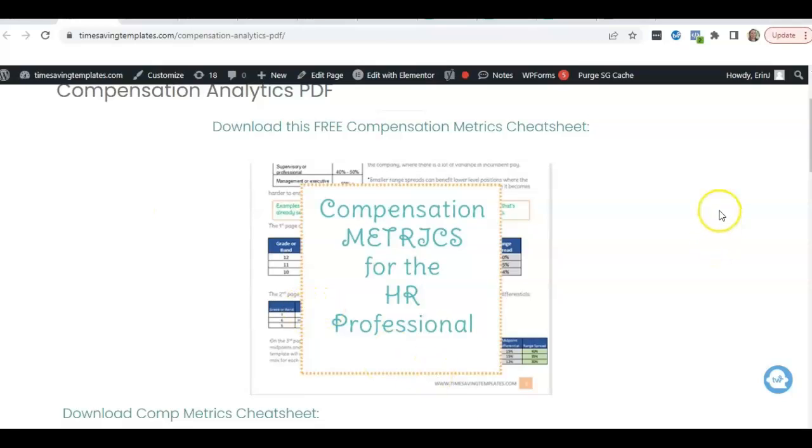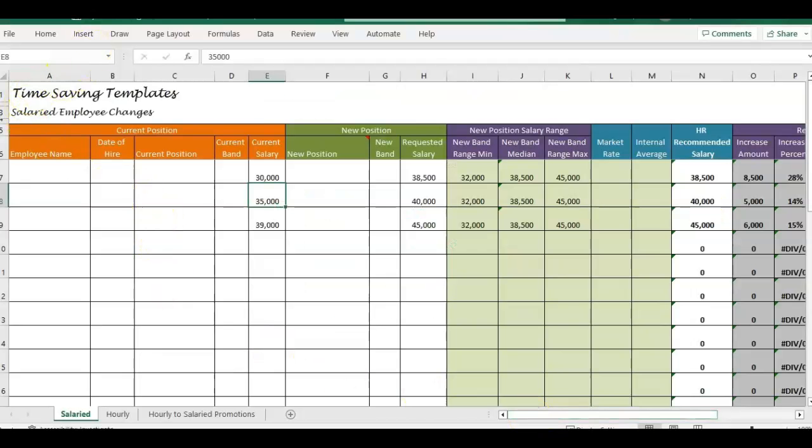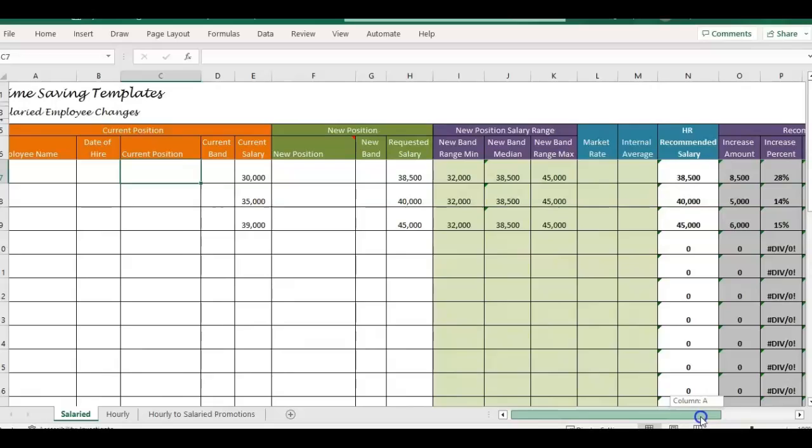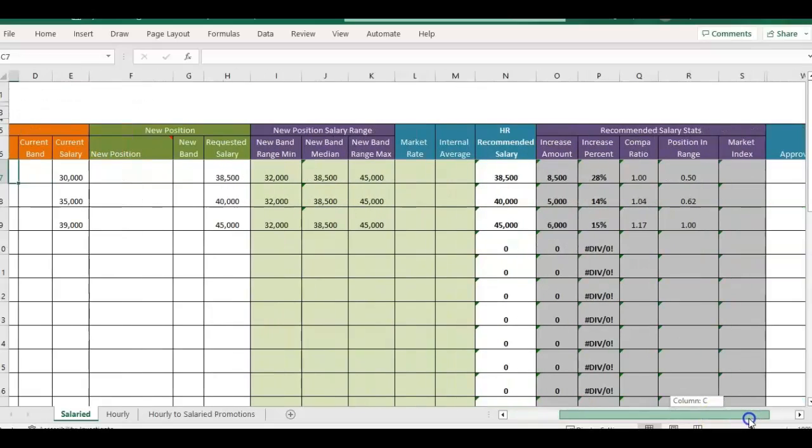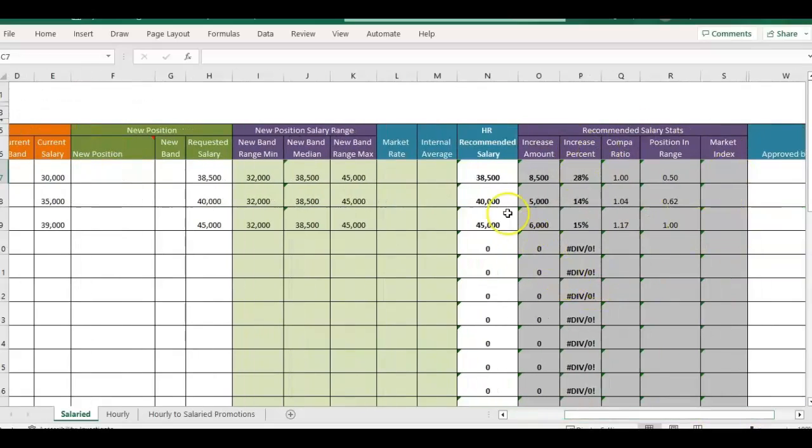So let me open the Excel that has some sample data in it. This template we're looking at right here is the salary increase template. This is part of the base pay bundle. So I have already added a little bit of sample information, but not everything. It's more set up for individual promotions or salary changes. So there's place for current salary, current position, new position. As with all the templates, the gray cells are the formulas that are going to update and calculate after you plug in your other information.